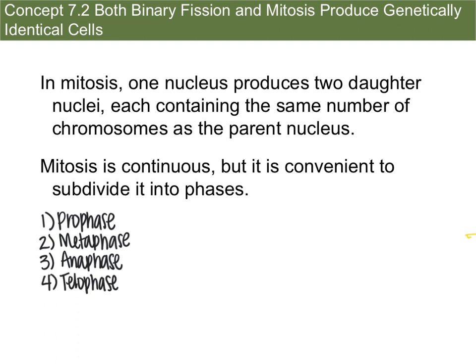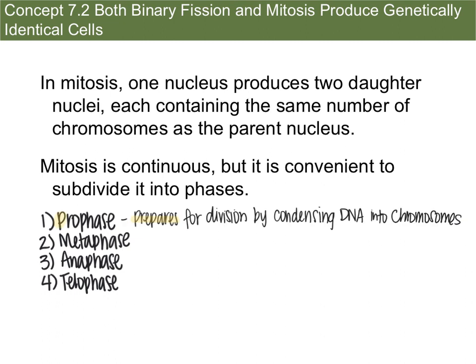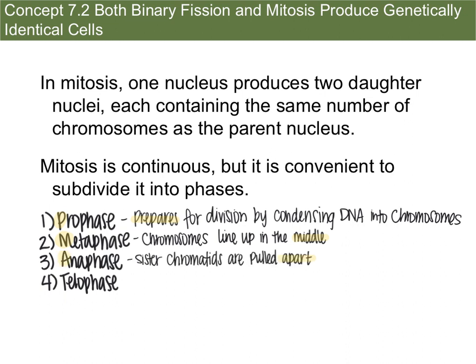In prophase, the chromatin that is found in the cell begins to condense and form those chromosomes that we talked about previously. In metaphase, those chromosomes line up in the middle along the metaphase plate. Anaphase is where those chromosomes are pulled apart. And telophase is where we begin to form two new nuclei.